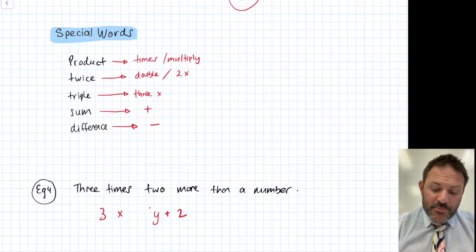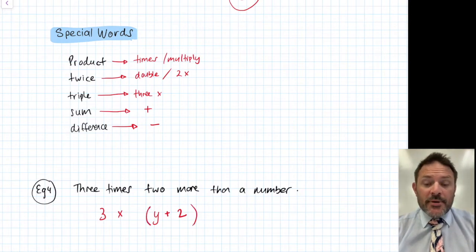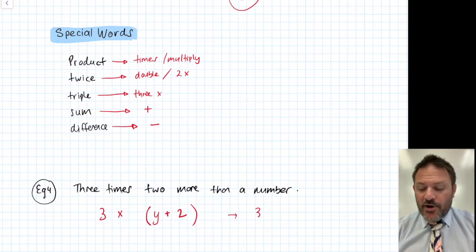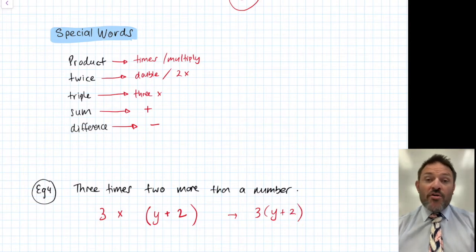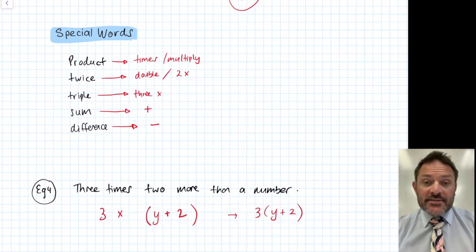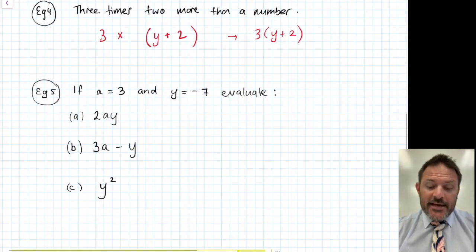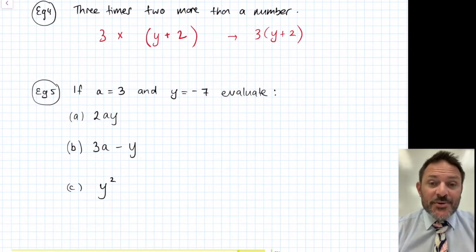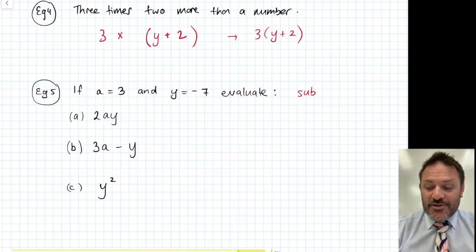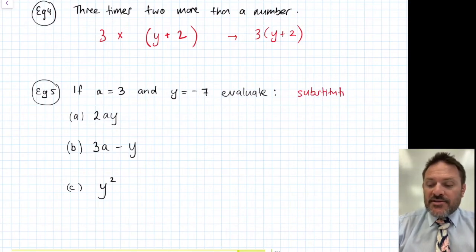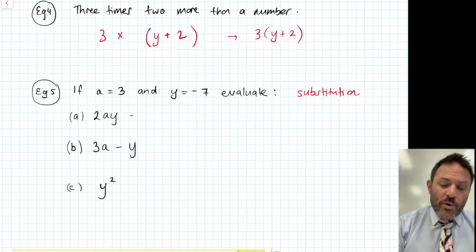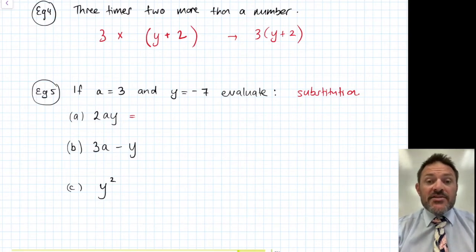So I need to put brackets around that 2 more than a number, and now I can times it by 3. Now, of course, we could write it without the times symbol and have it as 3 outside of y plus 2, or in fact, you could even have it as 3y plus 6. And my very last example is a bit of, can you remember what this is called? Substitution.